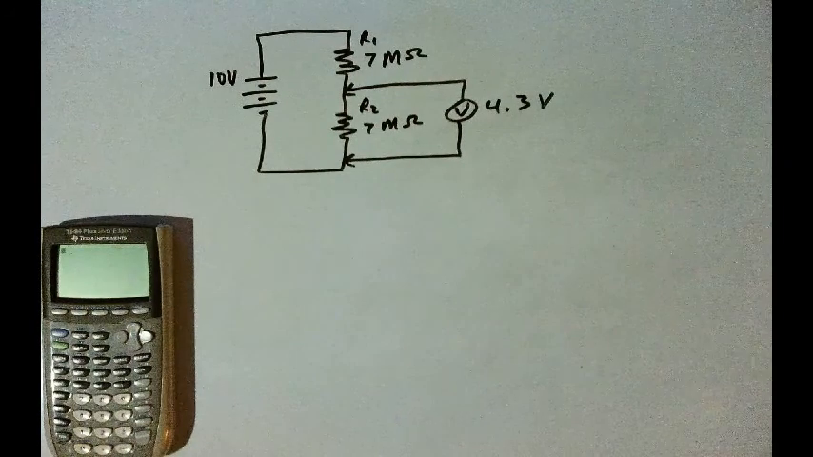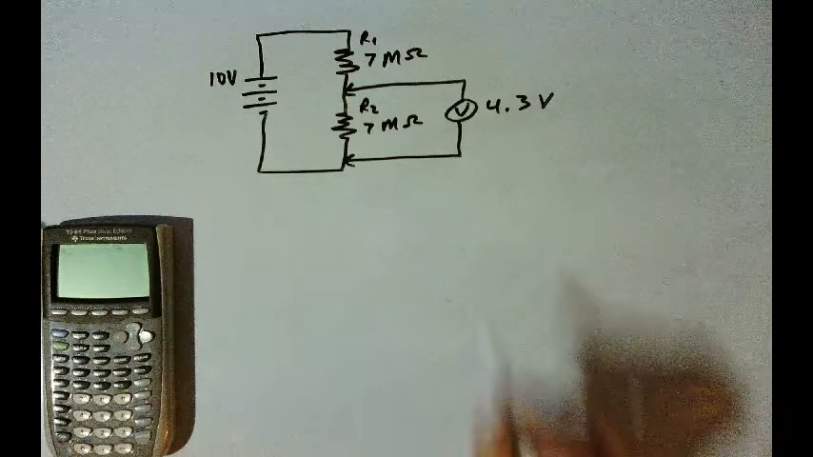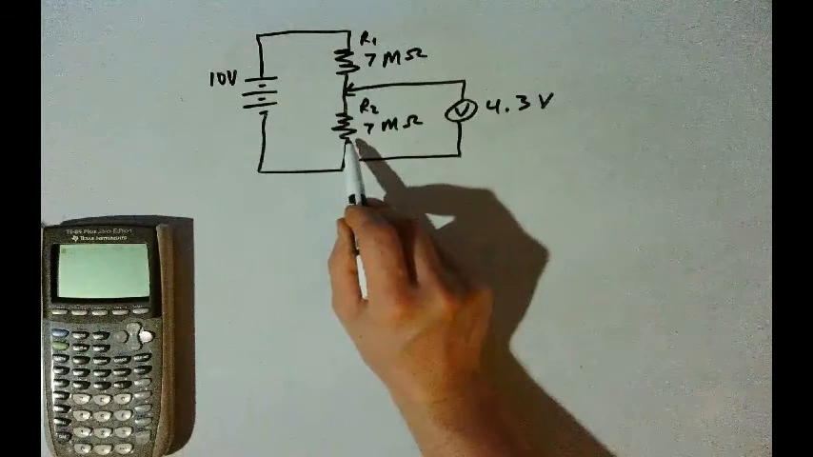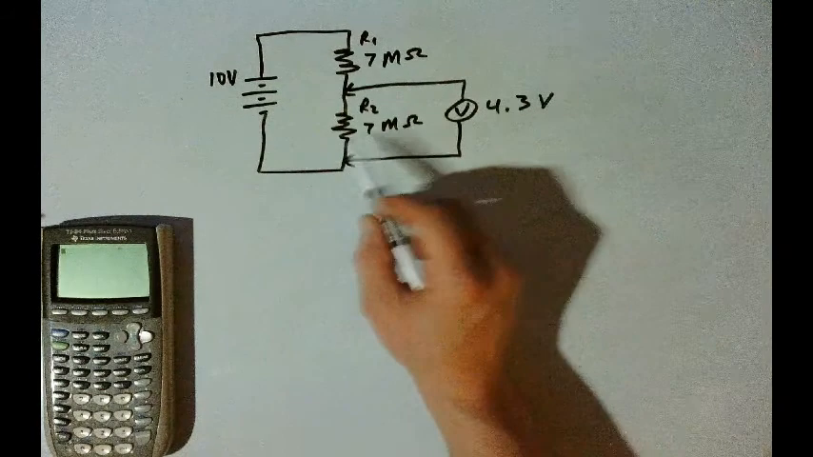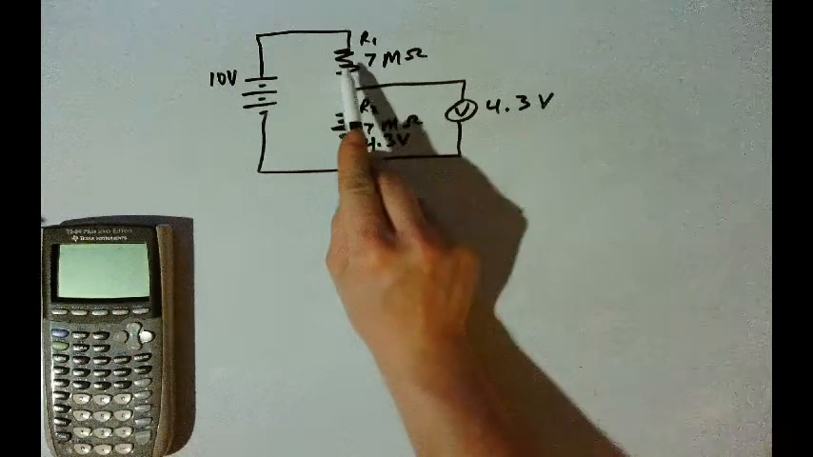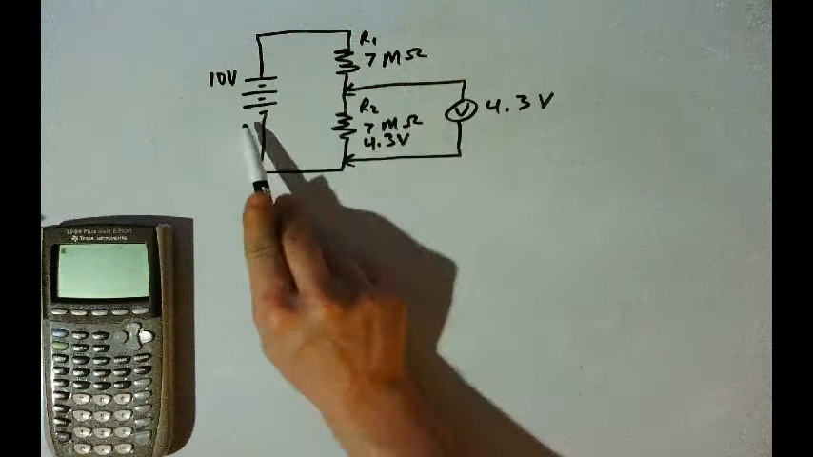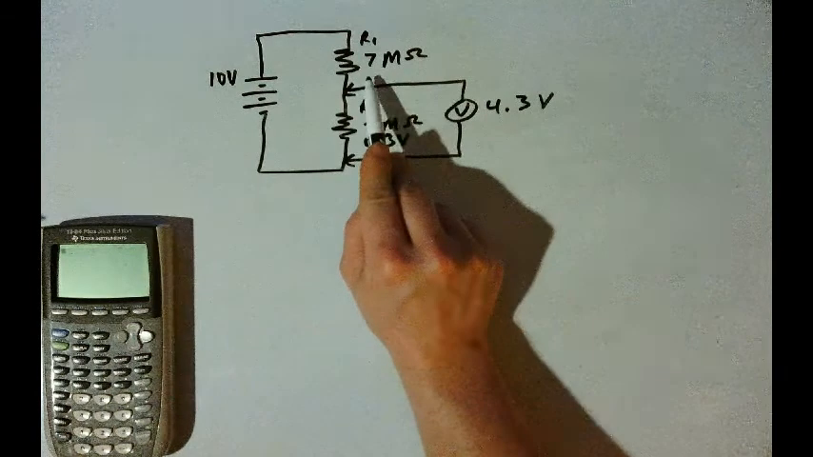And so what we know is that the voltmeter is in parallel with R2. Therefore, they must have the same voltage. So the voltage over here is 4.3 volts. And the voltage on R1 has to add up with R2 to be 10 volts. So the voltage drop on R1 must be 5.7 volts. Alright, so 5.7 plus 4.3 is equal to 10.